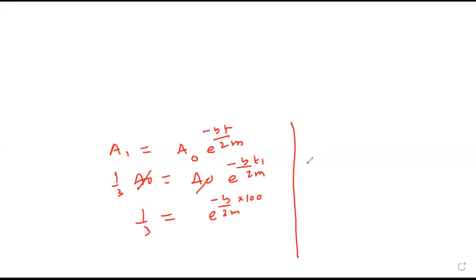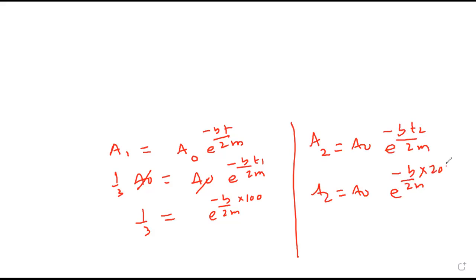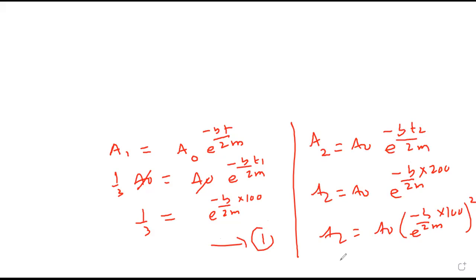Second case, what will be the amplitude? 1/9 here. We have to find amplitude when time becomes 200. So new amplitude A2 is A0 e raised to minus b T2 upon 2m, which equals A0 e raised to minus b upon 2m into 100, into power 2, so that it becomes 200.